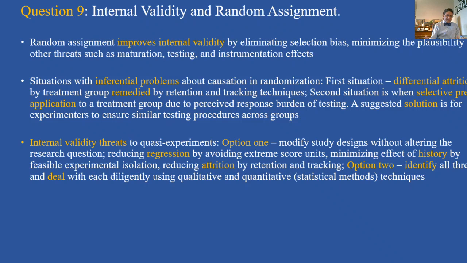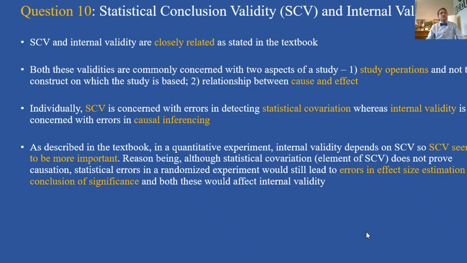The second category of options suggested by the book to reduce internal validity threats for quasi experiments is to identify all the threats and tackle them individually using appropriate and applicable qualitative and quantitative techniques. So that was about internal validity and random assignment. Let's move on to the next topic. Now we've seen in this chapter what statistical conclusion validity and internal validity are. Now let's see what these two mean together.